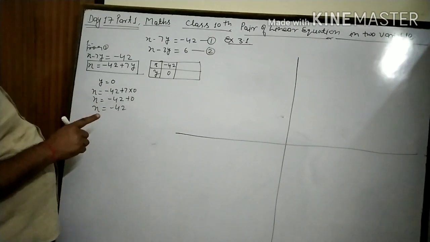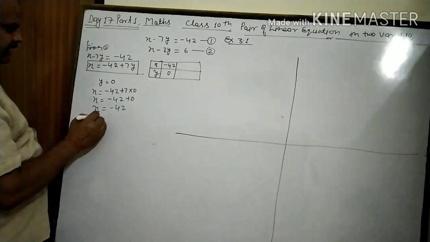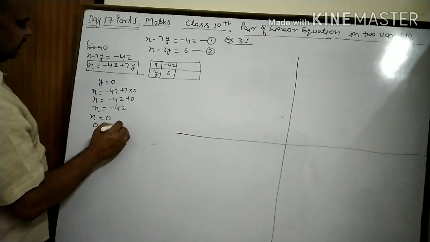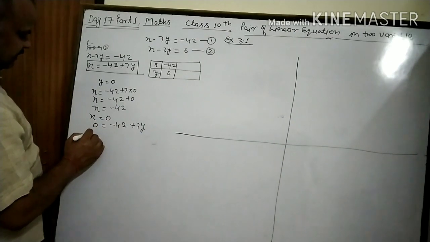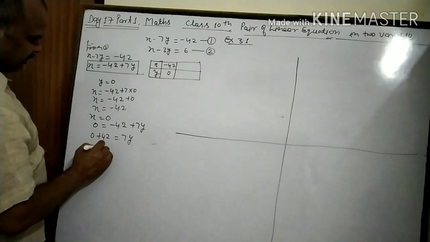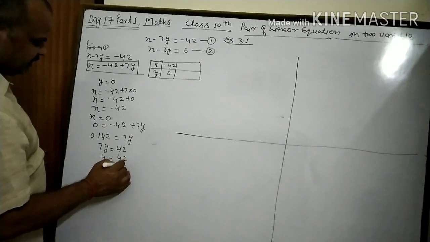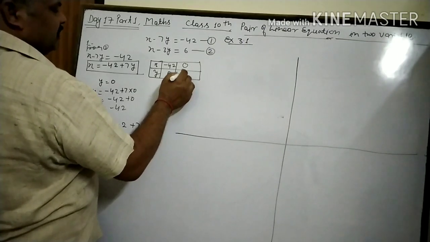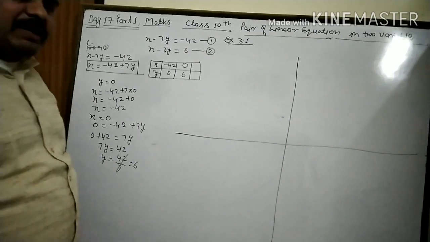If you put x is equal to 0, then 0 is equal to minus 42 plus 7y. 42 comes this side, then 0 plus 42 is equal to 7y. 7y is equal to 42. y is equal to 42 upon 7. It is 6. Now if you put x is equal to 0, then y is equal to 6. Clear? Now represent this point on the graph.